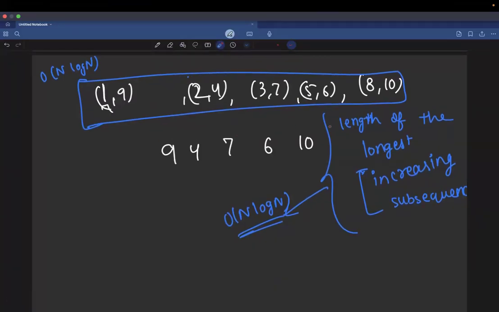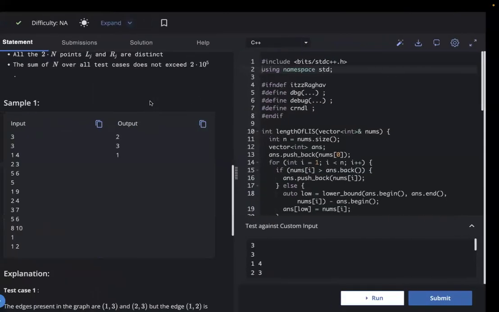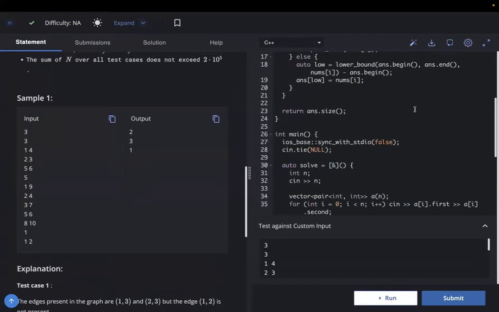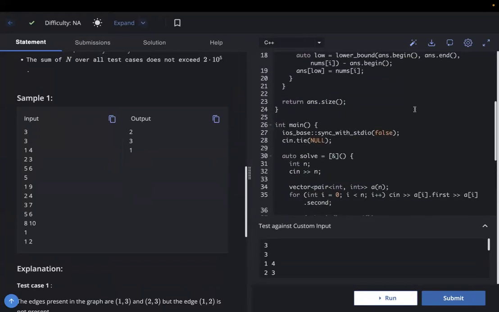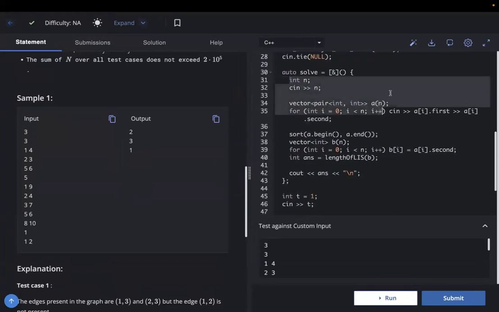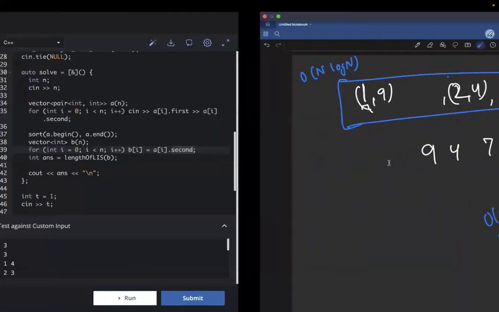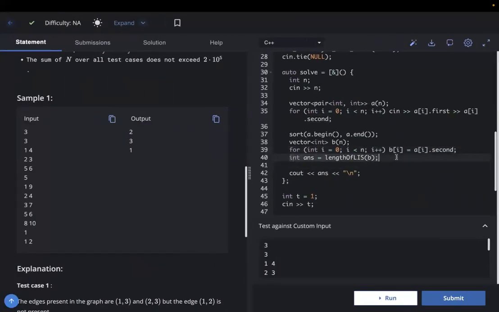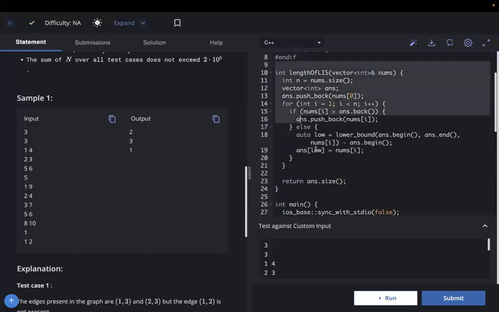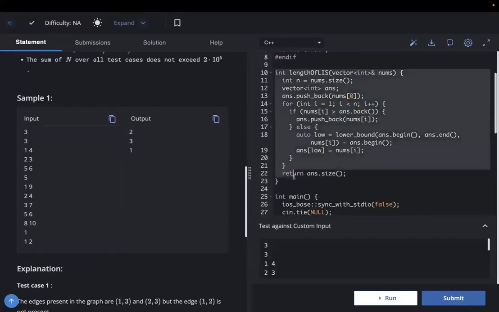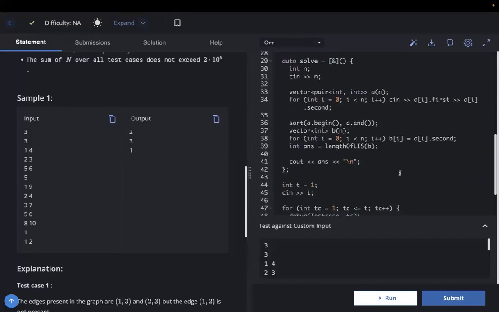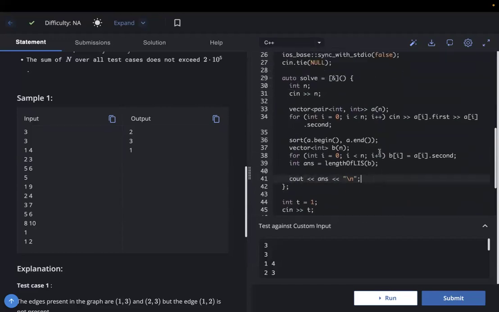This problem was actually simple considering the position of this problem. So I took the inputs first. After that, I sorted the array. Then I created a new array, and in that array, I just pushed all these second values, or basically these R values. After that, I calculated the length of this LIS. This is a standard thing. You can find multiple resources online as well. Like this code is taken from GFG, and you can just then print the answer. That's it.